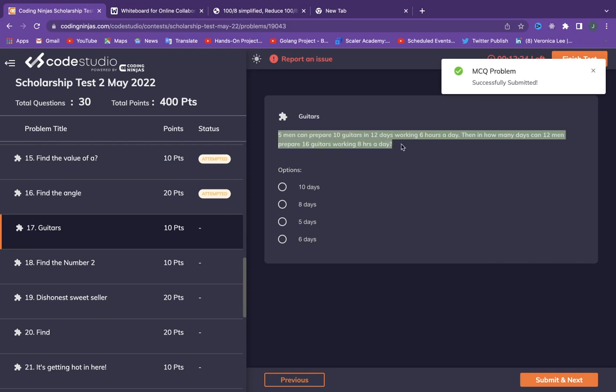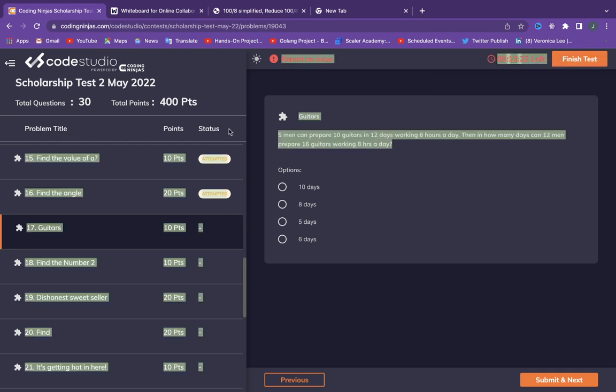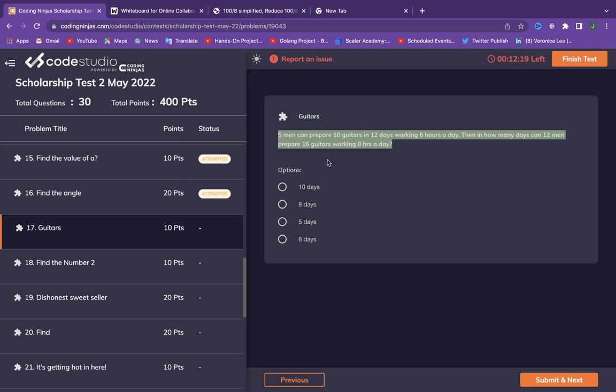5 men can prepare 10 guitars in 12 days, working 6 hours a day. Then in how many days can 12 men prepare 16 guitars, working 8 hours a day? Guitars don't work 8 hours a day, bro. Men do work. So please stop asking stupid questions.